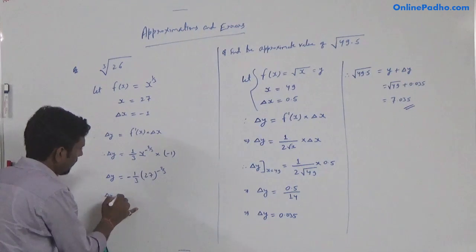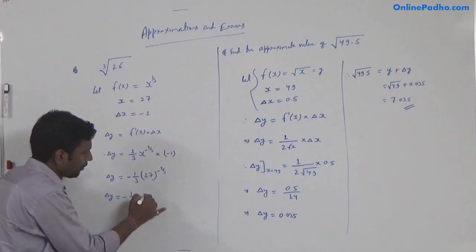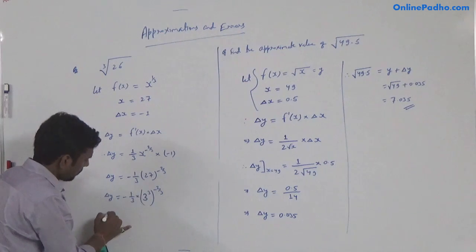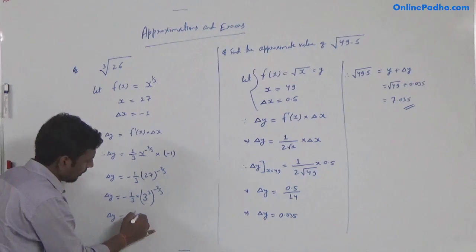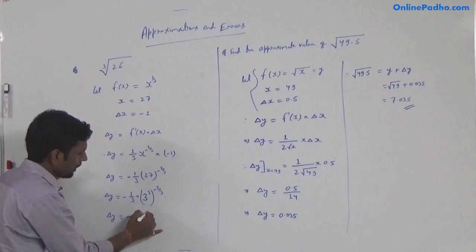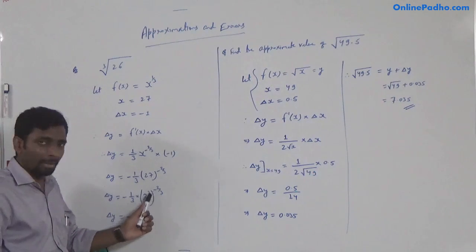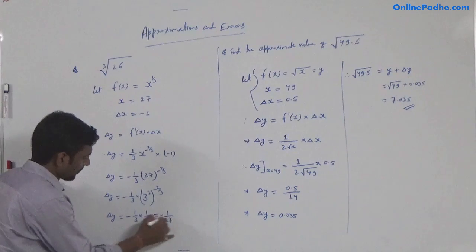So delta y can be written as minus 1 by 3 multiplied by 3 to the power 3, the whole to the power minus 2 by 3. So delta y can also be written as minus 1 by 3 multiplied by 3 to the power minus 2, that is 1 by 9. You know, 3 is cancelled with 3, and 3 to the power minus 3 is 1 by 27. So this is minus 1 by 27.